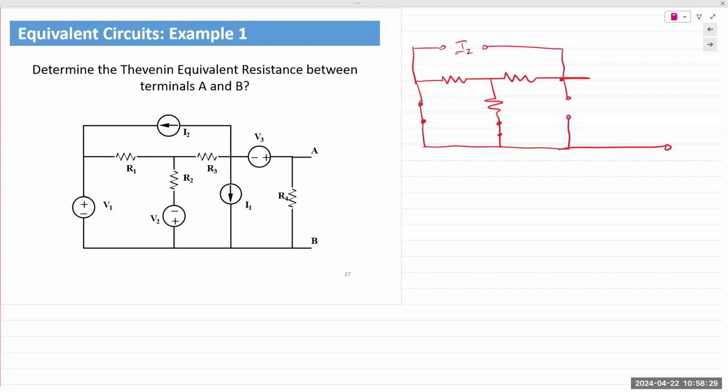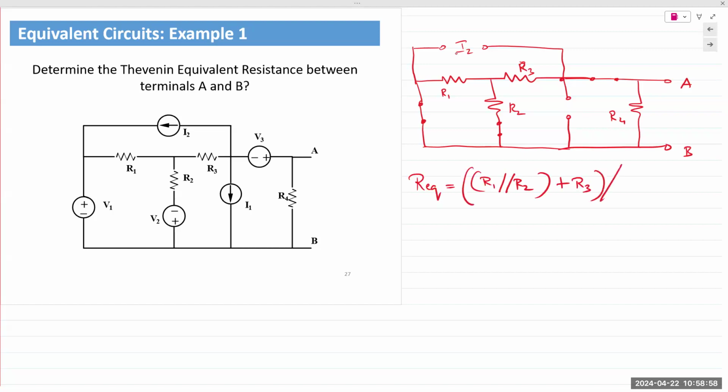So what do we see? You start at the farthest end. You have R1 in parallel with R2. R1 parallel with R2, which would be in series with R3, which would then be in parallel with R4. You'll have the same answer.